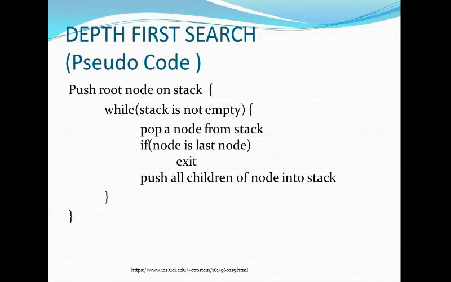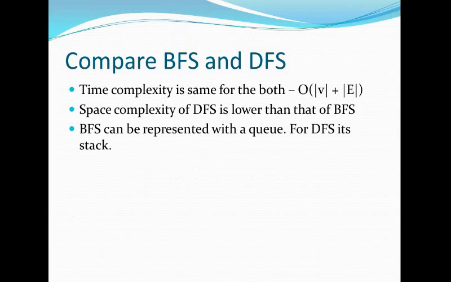If that node is the last node, that means our search is complete, our traversal is complete. So we'll exit the loop. If it is not the last node, we'll push all children of that node into the stack. So this is the pseudocode of depth first search.